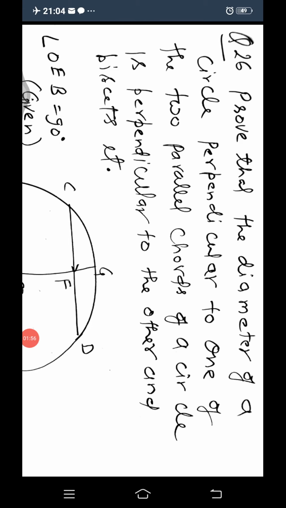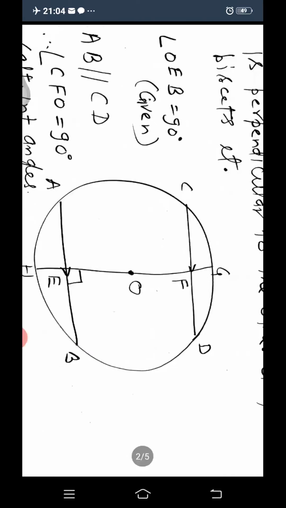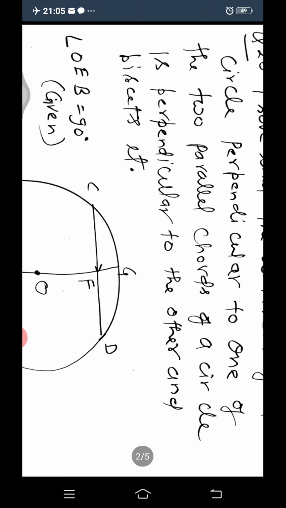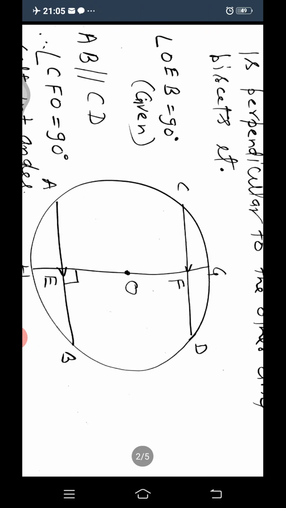Let us take question number 26. Prove that the diameter of a circle perpendicular to one of the two parallel chords of a circle is perpendicular to the other and bisects it. So here you can see the figure. Two parallel chords AB and CD are given, and this GH is the bisector of chord AB, which is perpendicular to AB. So angle OEB is 90 degrees.